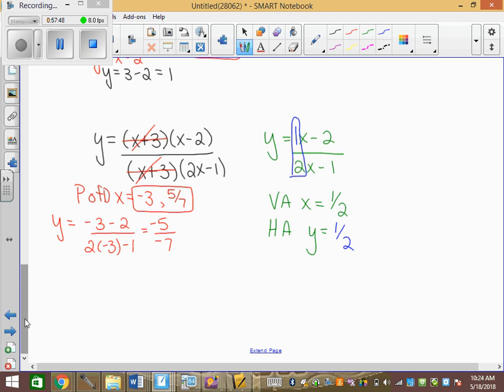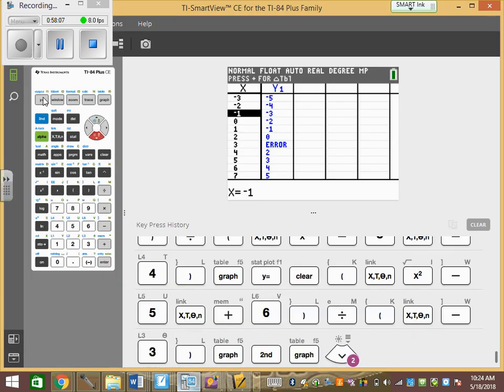Now, what does that look like on a graph? It looks like a rational graph, but there's a point that doesn't exist on it. I'll type it into my calculator here so I can show it to you. So I'll come back to this in a second. I just want to show you.